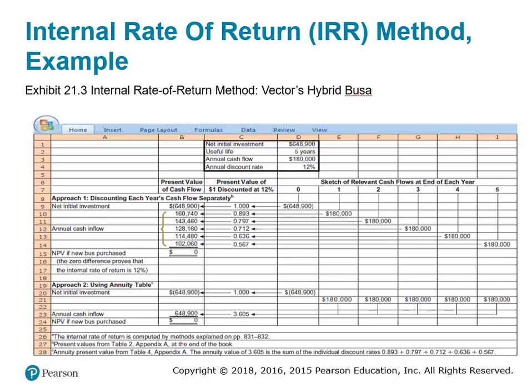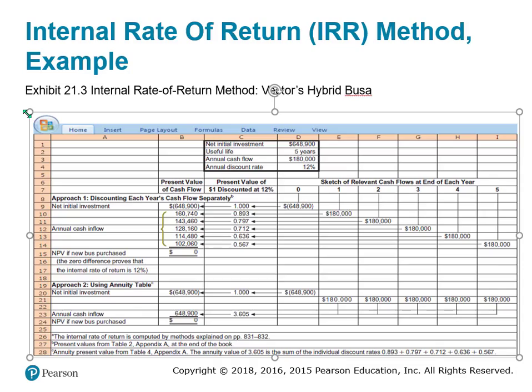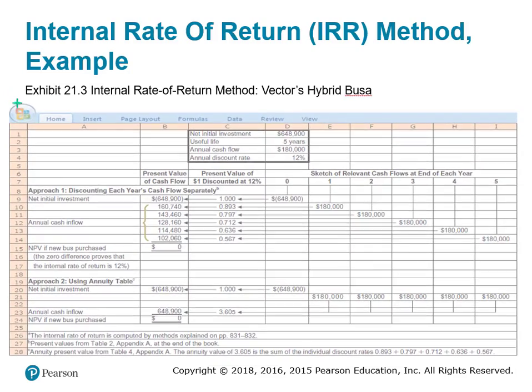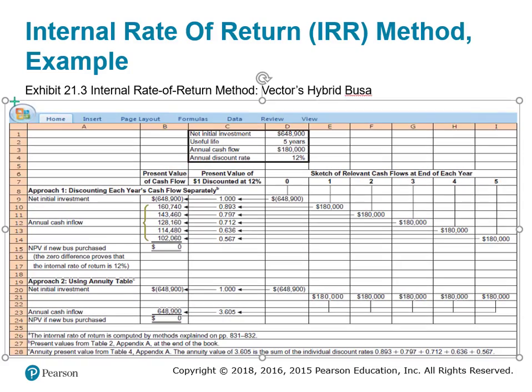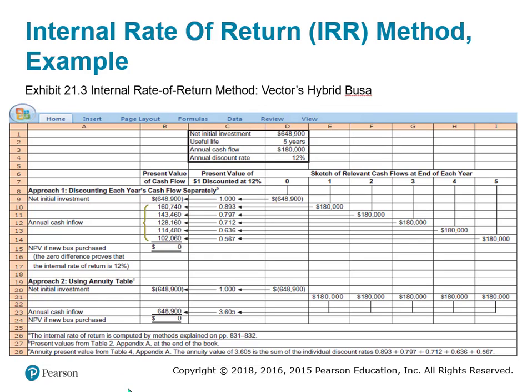Okay, so this is an example of using the internal rate of return. Well, this is actually more of a proof of it than anything else. Or if you had a computer program that did it for you, it could generate this. But the point is that there's our cash outflow, the $648,000, and that is equal to the inflow of cash over the next 5 years. So the net present value would be 0.